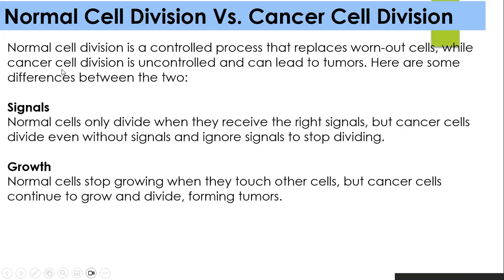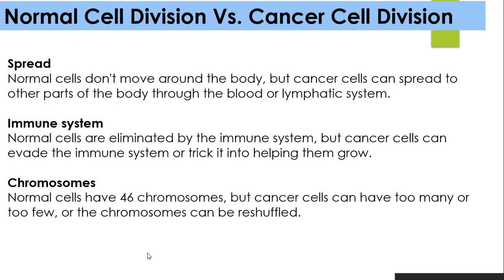Normal cell division is a controlled process that replaces worn out cells, while cancer division is uncontrolled and can lead to tumors. Here are some differences between the two. Signals: normal cells only divide when they receive the right signals, but cancer cells divide even without signals and ignore signals to stop dividing. Normal cells stop growing when they touch other cells, but cancer cells continue to grow and divide, forming tumors. This is exactly why, with malignant tumors, we sometimes see a very high density of mass. It will be a very big lump.